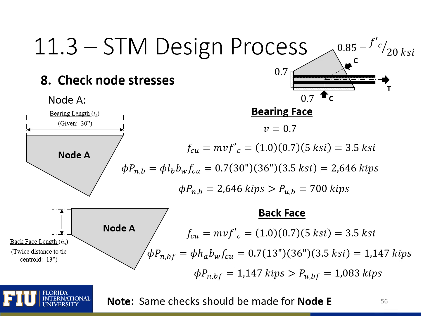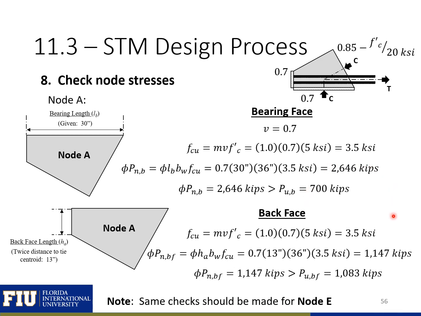We can do the same thing with our bearing face and our back face and make sure that our factored capacity at the bearing face is greater than the demand on that face, and the factored capacity on our back face is greater than the demand on that face. So in both cases, we're okay. So then we know that our node A is okay.